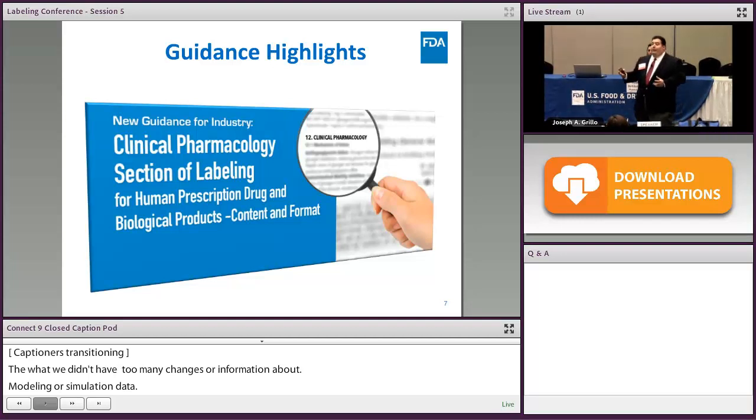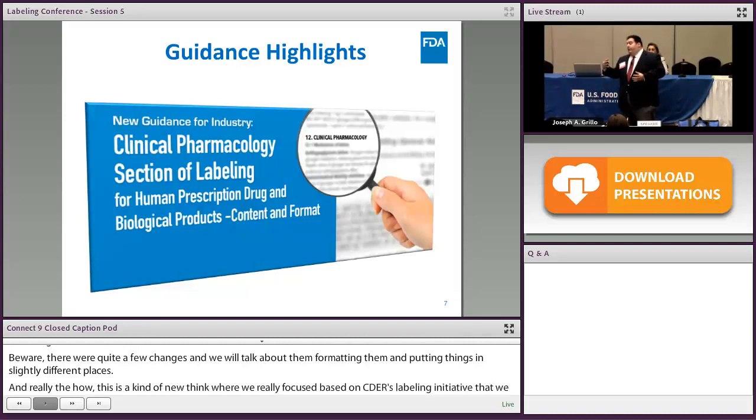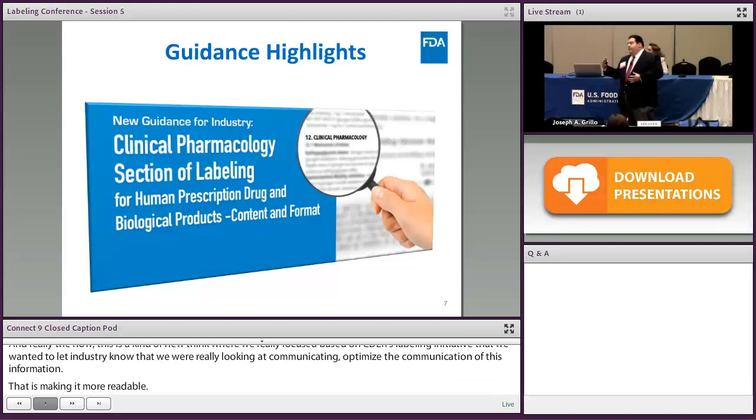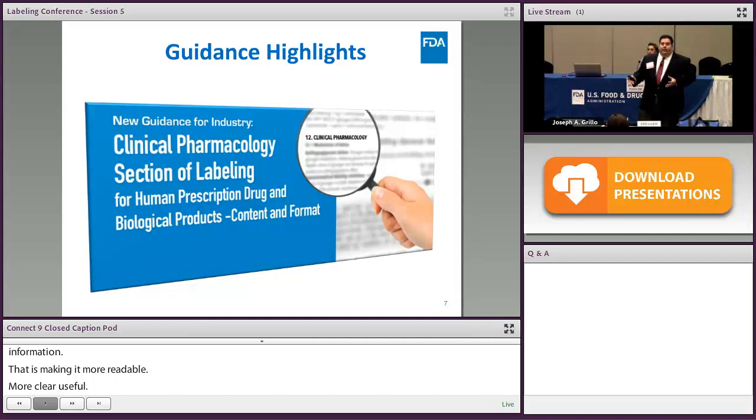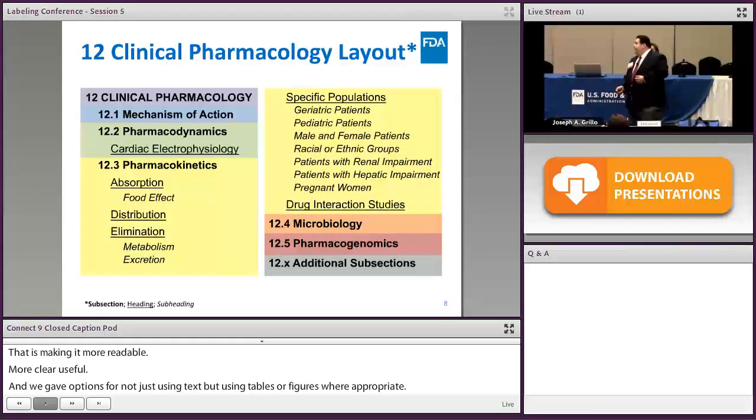And then really the how. This was kind of a new thing where we really focused based on CDER's labeling initiative and our own OCP labeling initiative that we wanted to let industry know that we were really looking at communicating, optimizing communication of this information. That is, making it more readable, more clear, more useful. And we gave options for not just using text, but using tables or figures where appropriate. So all that was in the new guidance.